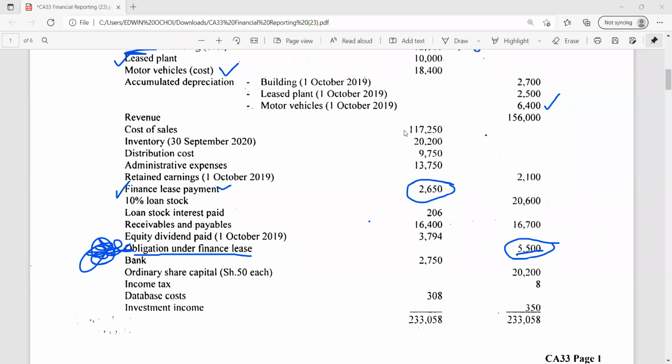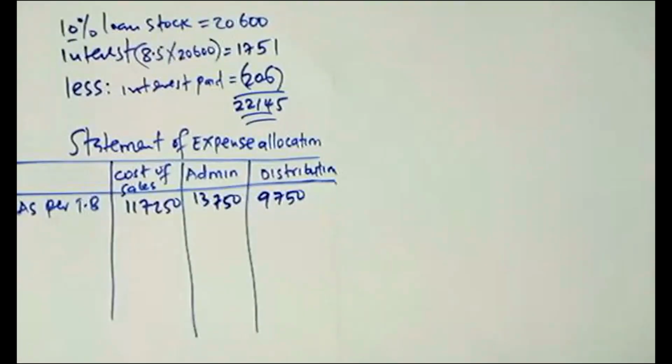117,250 there, cost of sales. What about admin? We have 13,750. Then we have 97.50 for distribution. Then next we go now to the additional information.